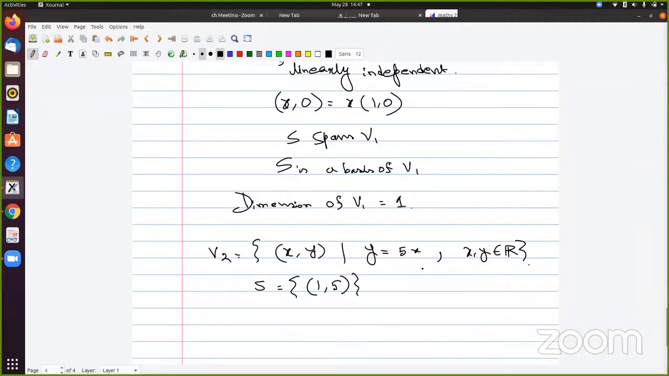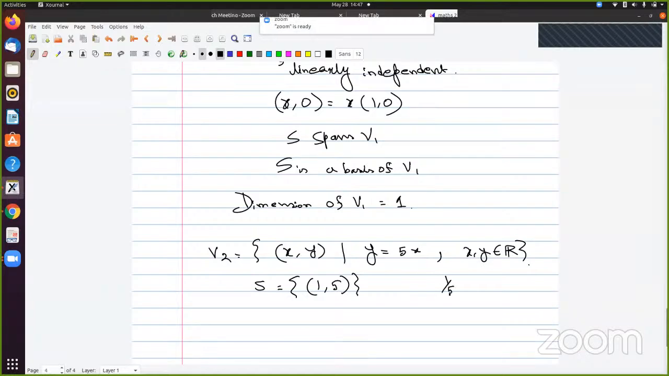Here I have a doubt. Sir, (1, 5) can also be a basis of this set. No, why? We are inside R2. It will be (1/5, 1). If you put 1 at the place of x, you will get y equal to 5, so (1, 5). Sorry, the other one was 1 by 5. That is also okay. We can also do that. Yes, that's what I am saying.